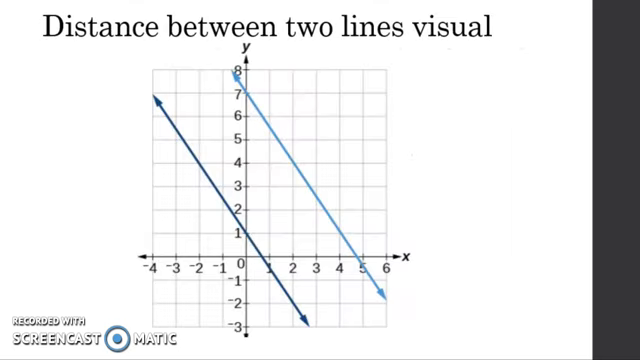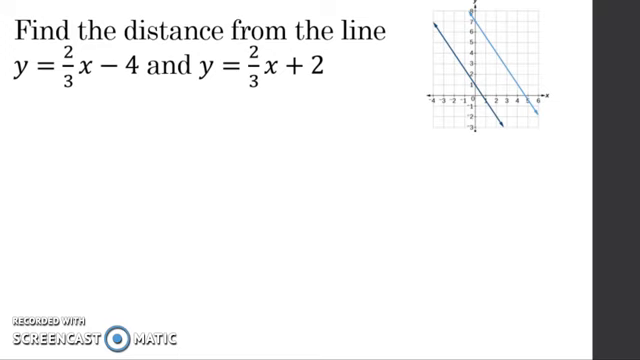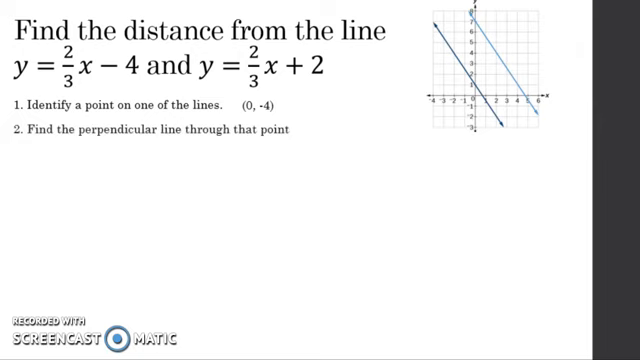Okay, so this is what the parallel lines will look like. We're going to actually find the distance between these two parallel lines. So our first step is to identify the y-intercept of the first equation, which is -4. So (0, -4) is our point. Step 2 is to find the perpendicular line. The perpendicular slope, you flip it, change the sign, becomes -3/2. We're going to use our y-intercept of -4 for this equation. So that's y equals -3/2 x minus 4.